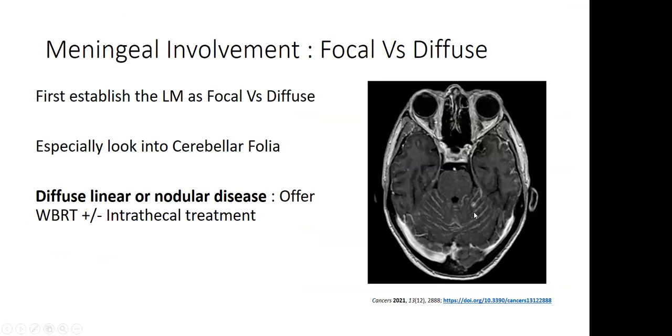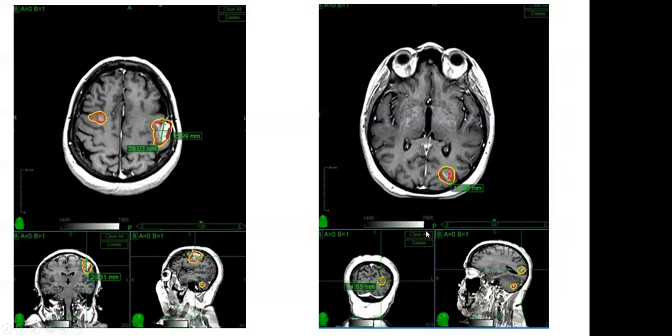In this slide, I mentioned the linear involvement of folia. There is one more type of involvement that is called the nodular involvement. That could be without symptoms. Yes, we can certainly miss it, because even in the leptomeningeal disease guidelines, they have clearly classified patients based on the symptoms as well: patients with symptoms, patients without symptoms.